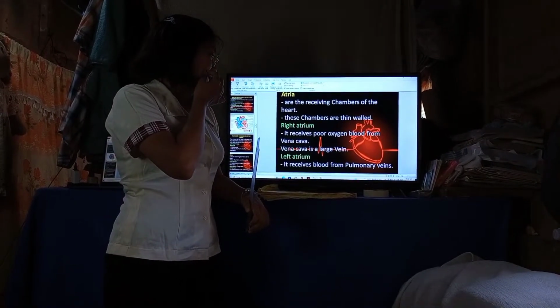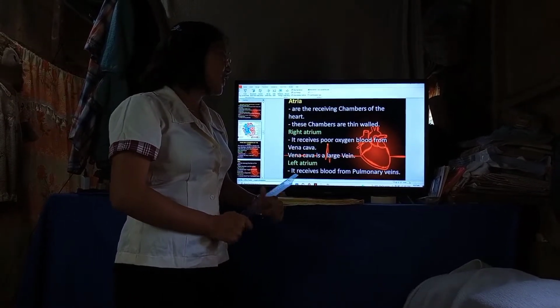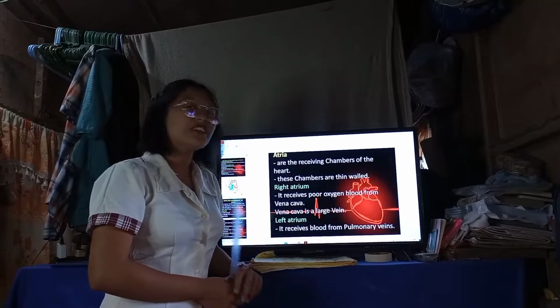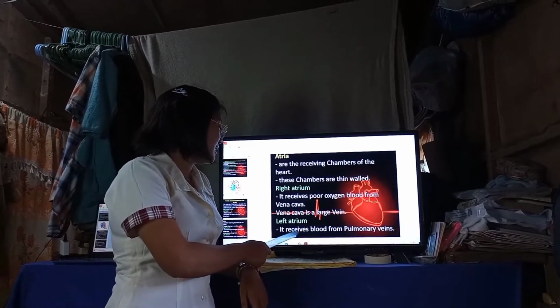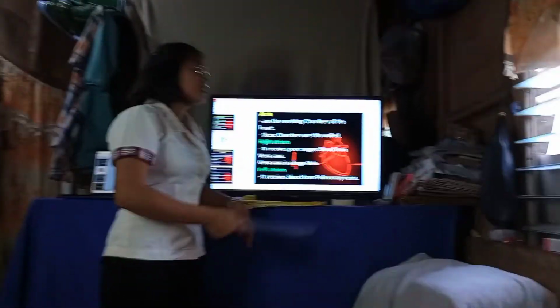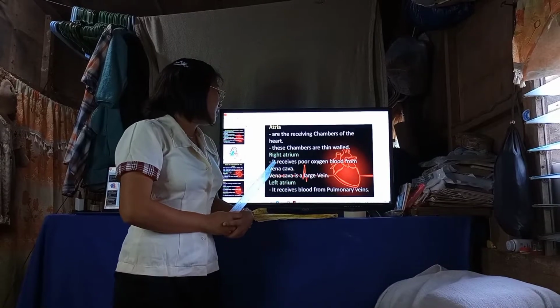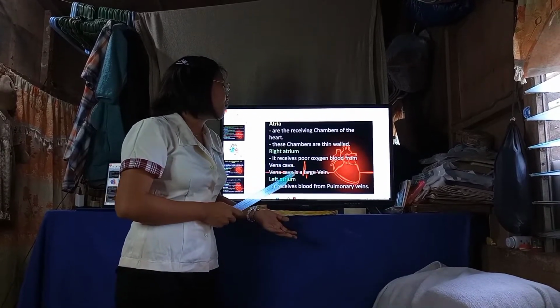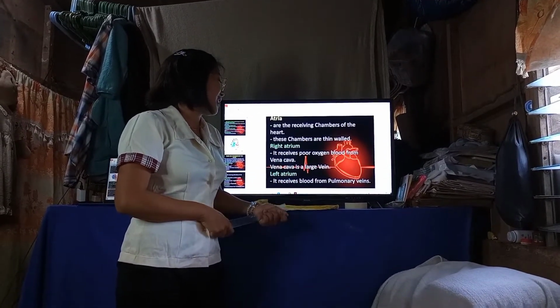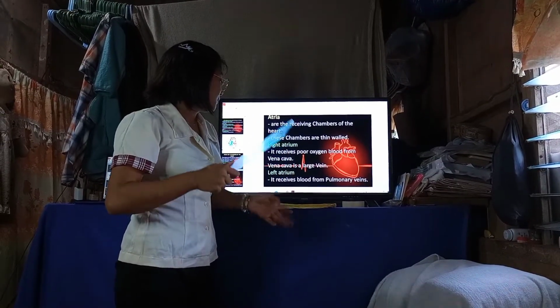So, this is a thin wall. So, the atria is the receiving chamber. Inside the atria are the right atrium and left atrium, from the words atria and atrium. So, the two belong to the atria. So, right atrium, its function is that it receives poor oxygen blood from vena cava. So, it receives blood through vena cava.